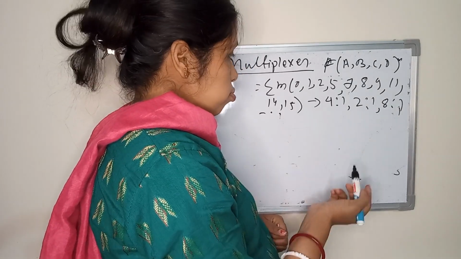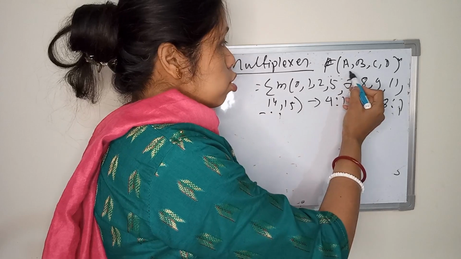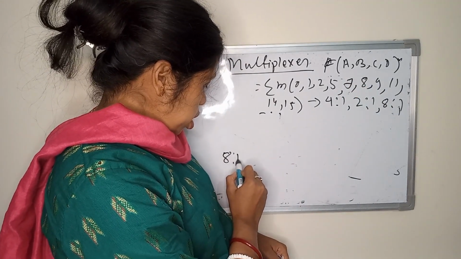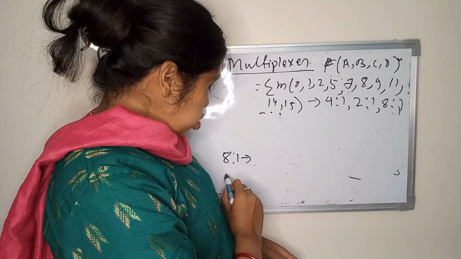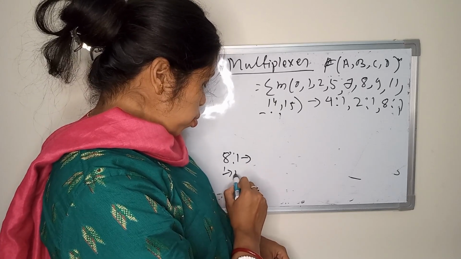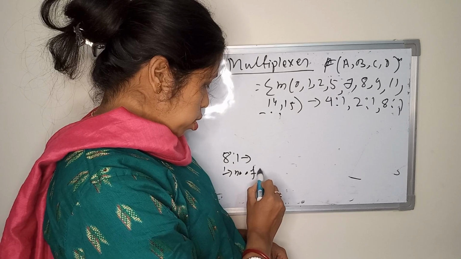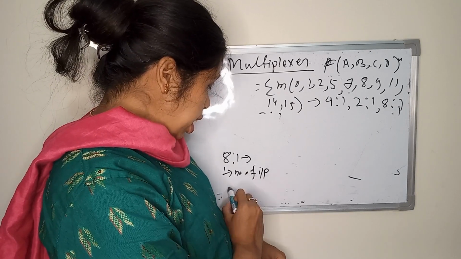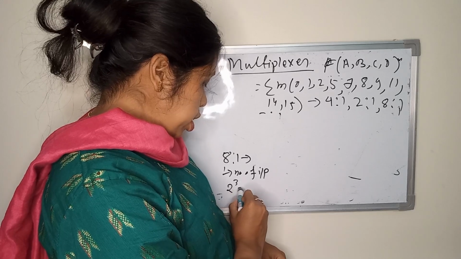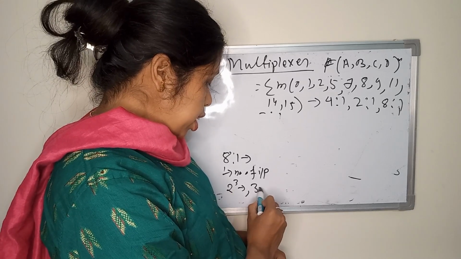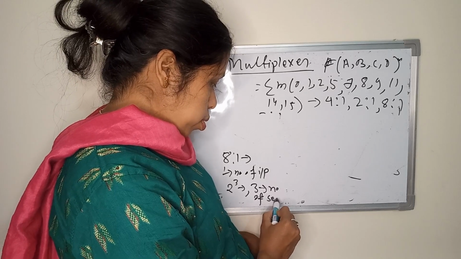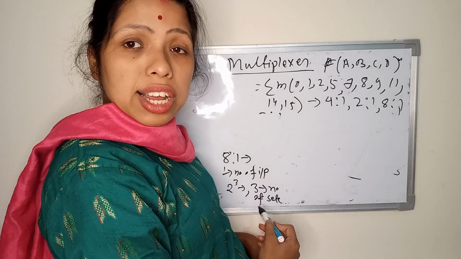Okay. So 8 is to 1, right? So in 8 is to 1 there is one relationship. 8 is the number of input lines, okay? So how many select lines should be there? 2 to the power 3. So here 3 select lines are there, okay? 3 select lines are there.